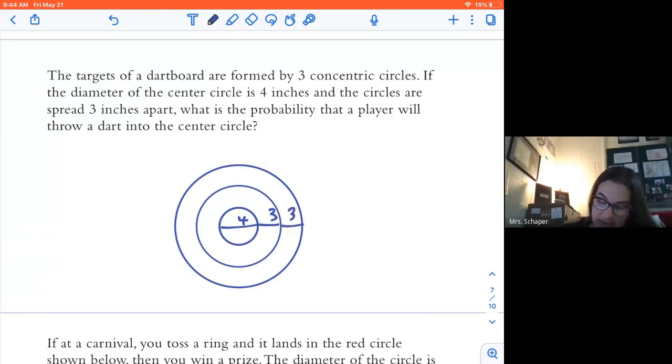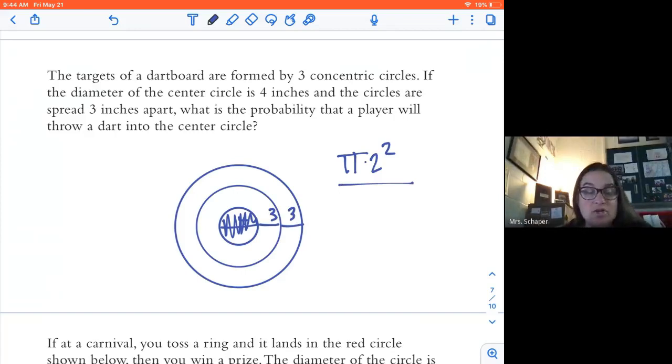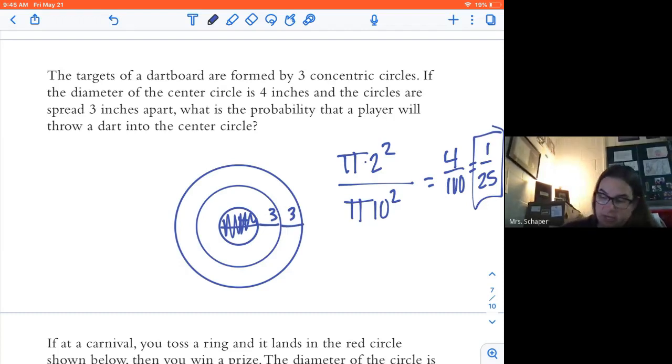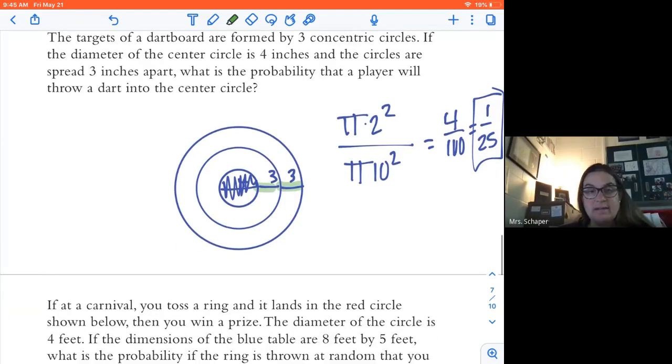So the probability that it lands in this center part, well, that area is pi times 2 squared. The area of the entire circle is pi times 10 squared. And so we're going to divide those out. We're going to get 4 out of 100, which is going to be 1 out of 25. All right. So the diameter is 4. That means the radius is 2. And then the circles are 3 inches apart. That's what this represents. So 1/25th chance of getting it in the middle circle.